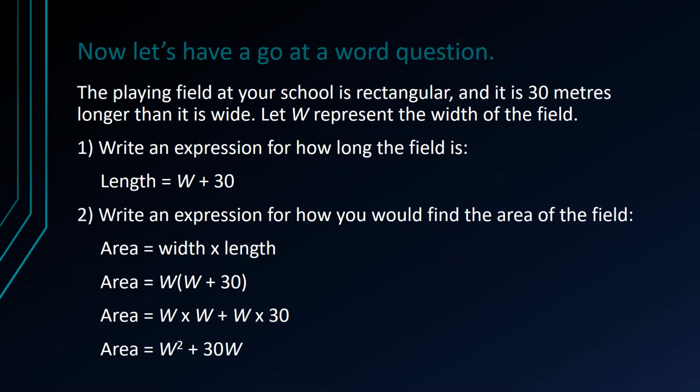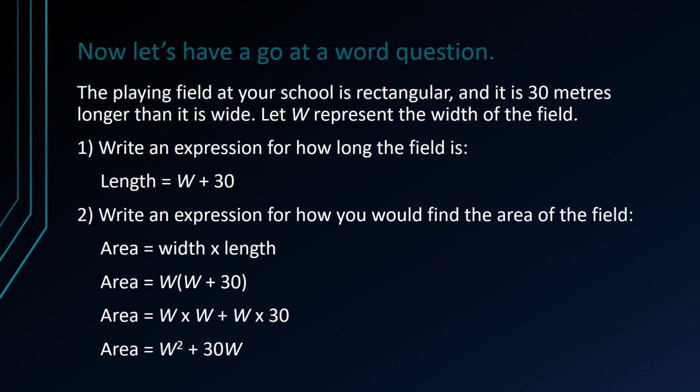Now let's have a go at a word question. So let's say the playing field at your school is rectangular and it's 30 metres longer than it is wide. So here we're going to let W represent the width of the field. And firstly we'll write an expression for how long the field is. So the length is W plus 30 because it's 30 metres longer than it is wide.